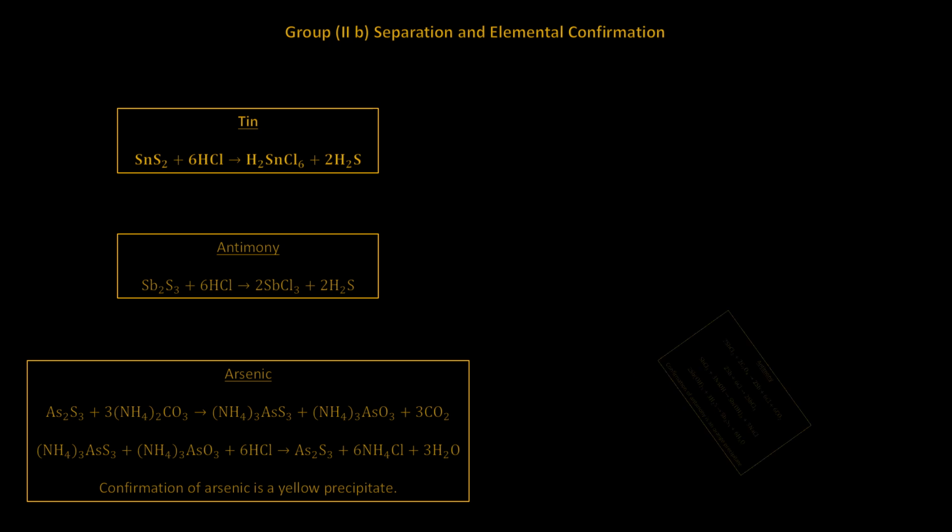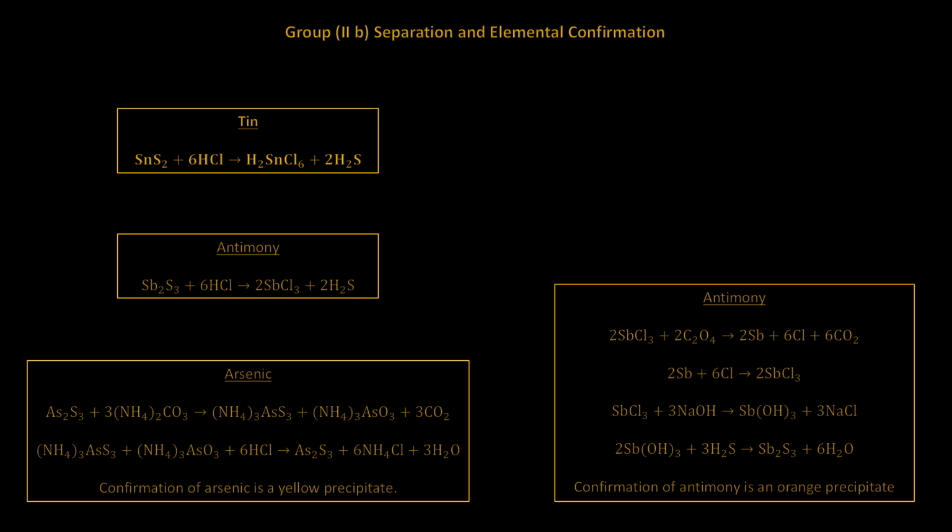The filtrate containing the tin and the antimony is divided into two separate subsamples. For the antimony, adding sodium hydroxide until basic, plus an excess of oxalic acid, then adding hydrogen sulfide gas while warming in a water bath precipitates the antimony. The orange precipitate that may form is the confirmation for the presence of antimony.